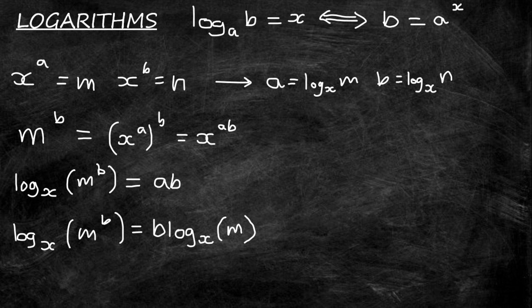So when we have a logarithm of a number to the power of another number, we can bring this power down in front of the logarithm and have it multiply instead of being a power. And if you think about this, it makes sense.